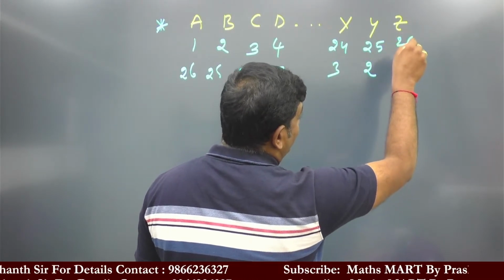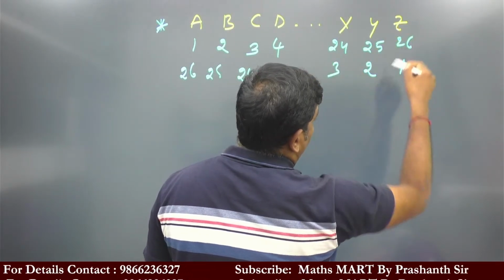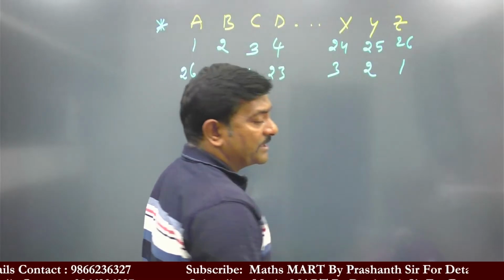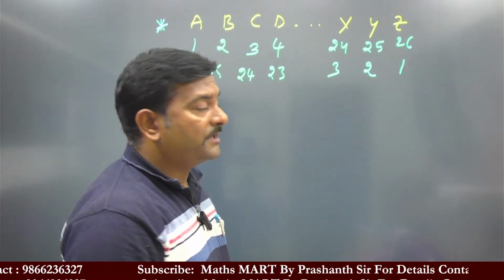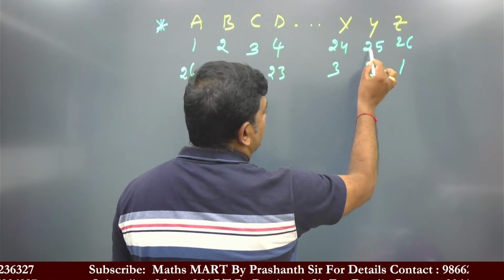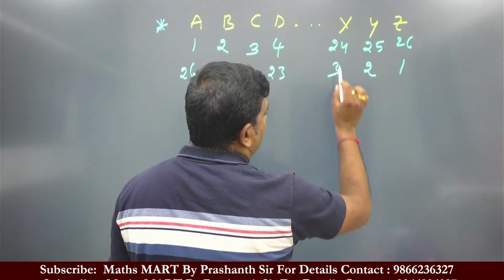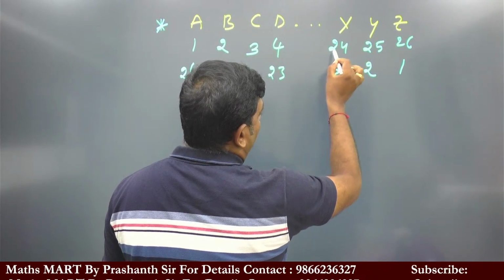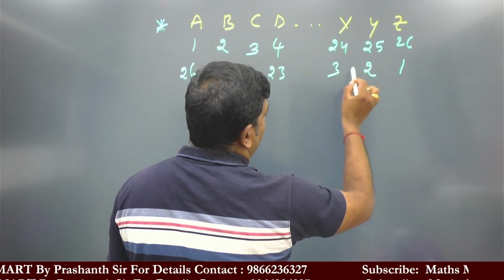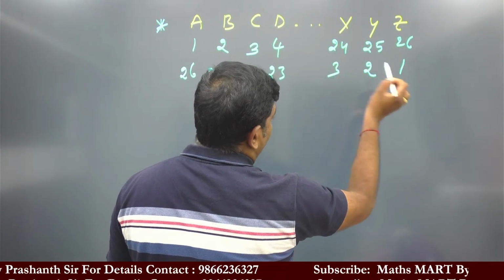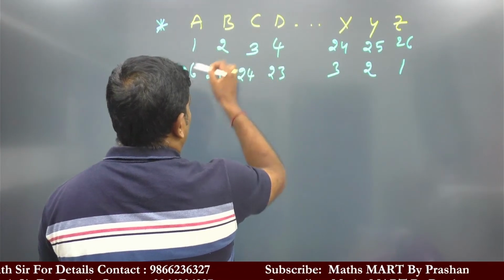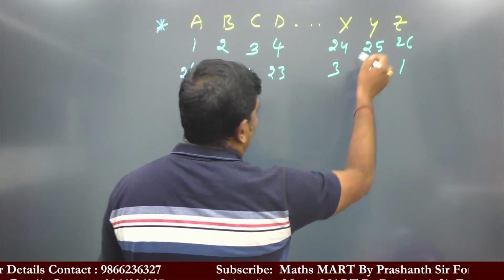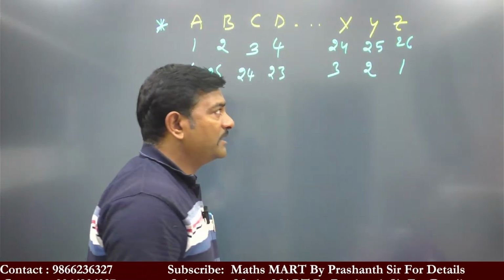What is the sum of the positions of Z from left to right and right to left? 26 plus 1 means 27 we can take. Similarly, you observe this one, 25 plus 2, 27. 24 plus 3, 27. What does it mean? X is having 24th position from left to right. Same X means third position from right to left. Similarly, if you add all these numbers, what are you getting?